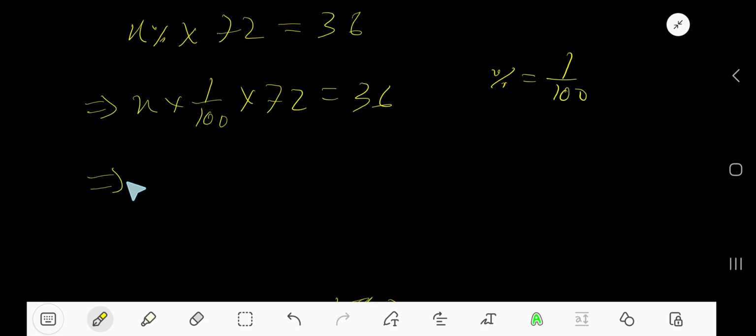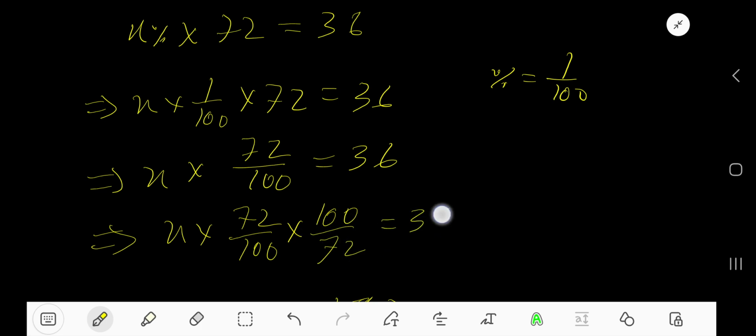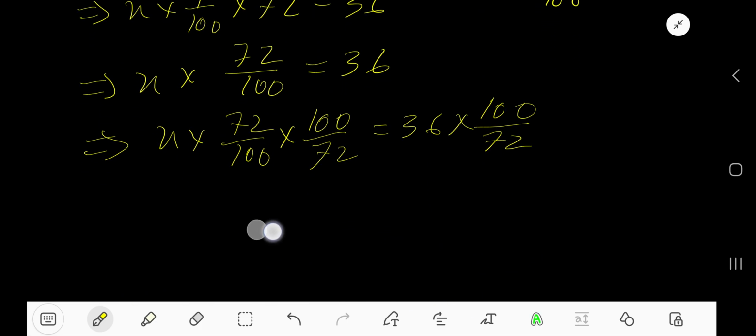Now you can rewrite it: x times 72 divided by 100 equals 36. Now multiply both sides by the reciprocal of this fraction, that is 72 divided by 100 times 100 divided by 72. Cancel this 100, this 100, this 72, this 72, so you are getting x equal to this.